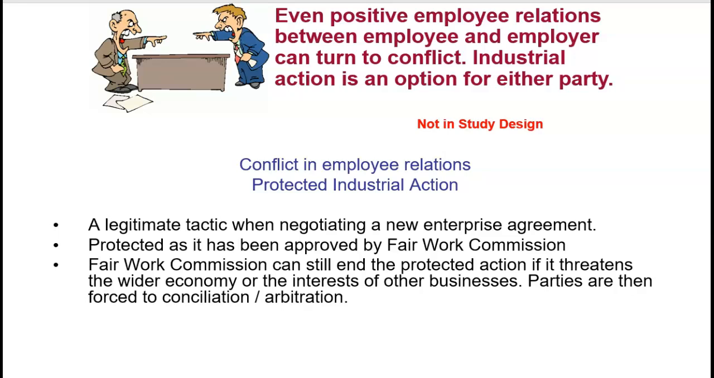So the Fair Work Commission can still end the protected action if it threatens the wider economy or the interests of other businesses. Parties are then forced to conciliation and arbitration. This also happened with Yarra Trams, who were looking at a strike, even though it was protected, but it was going to happen during the Grand Prix. So there was the government and a number of other parties who were saying that it wouldn't be fair for the economy and the economy would lose a lot of money. The Fair Work Commission then stepped in and said, no, you can't strike at that particular time, and forced the parties back to the negotiation table to try and finalise the new workplace agreement.